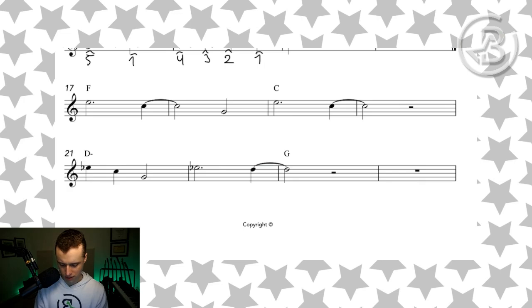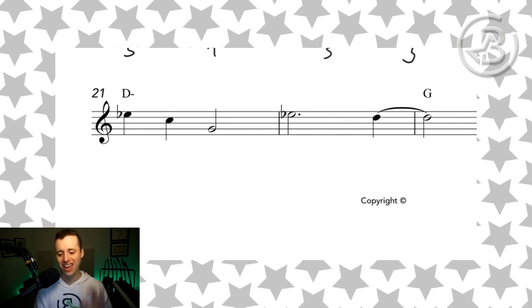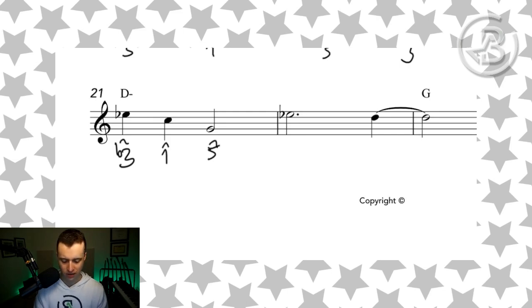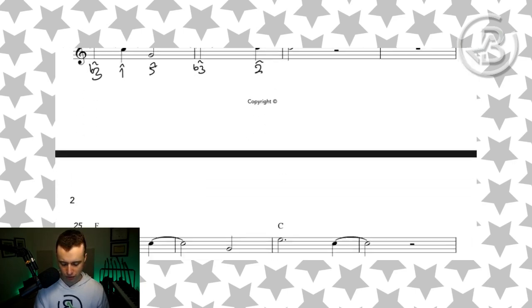Okay, here we are in 17. 5, 3, 1. Okay, here's where things get interesting. So remember our rules from scale degree analysis. If any note is changed from the major scale and brought down a half step, we're always going to put a flat in front of it. So right here we have the flat in front of the E, so we're actually going to have flat 3. Whoa, interesting. 1, 5, and here it is again. Flat 3, 2. All right, that was really cool.